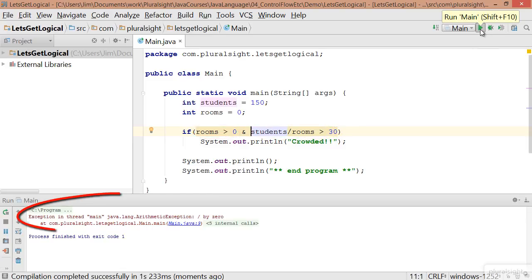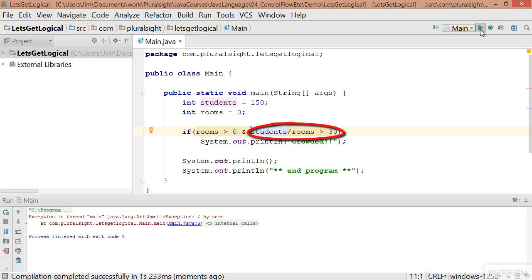And notice what happens there. I'm getting an error message, because it's not legal to divide by 0. What happened is that it first did rooms greater than 0. That tested to false, because rooms is not greater than 0. But then it tried to do the right-hand side of the AND as well. It tried to do the students divided by rooms, which created the error because you can't legally divide by 0.